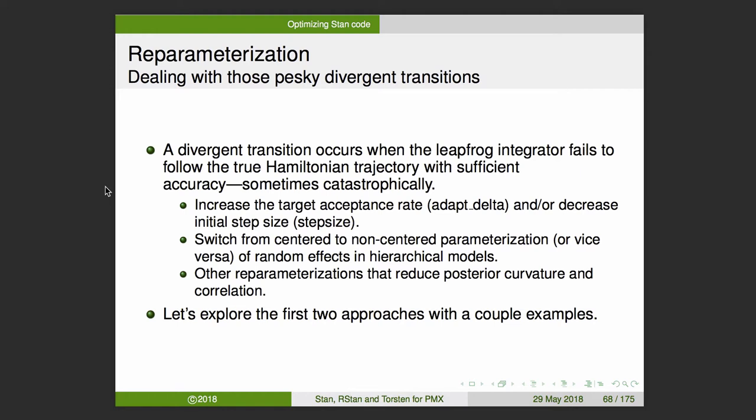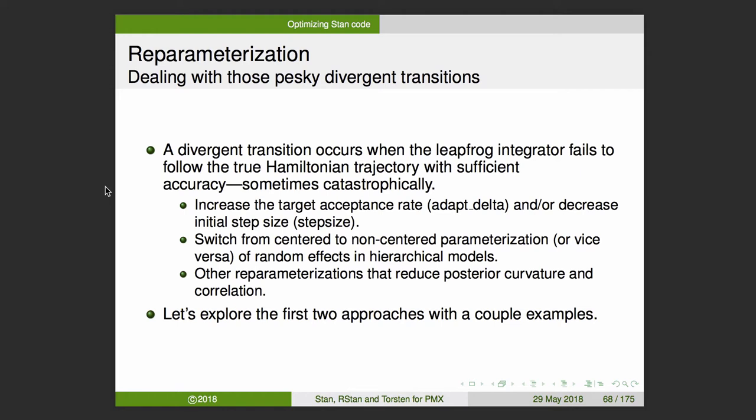There are a few different things to do about it. One is to increase the target acceptance rate, the so-called adapt delta. If you look at the information printed out for a run with divergent transitions, it will tell you that you have X number of divergent transitions, and I forget the exact wording, but something to the effect of consider changing adapt delta to a value other than the default or whatever value you tried before. So that's one of the things to attempt. Another strategy is to decrease the initial step size as part of that, or some combination of the two.